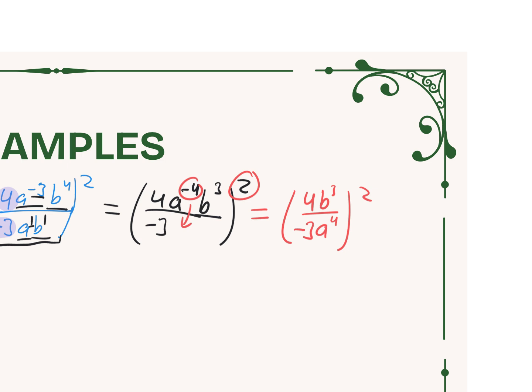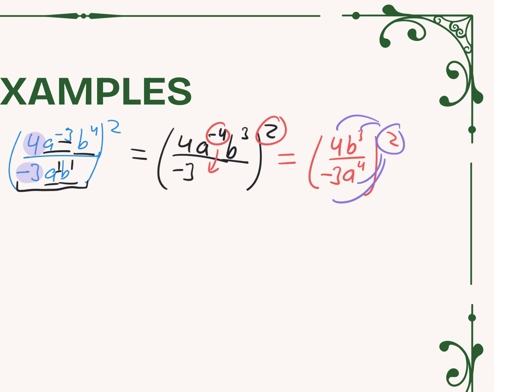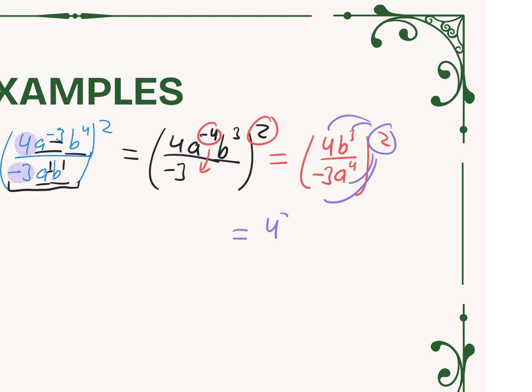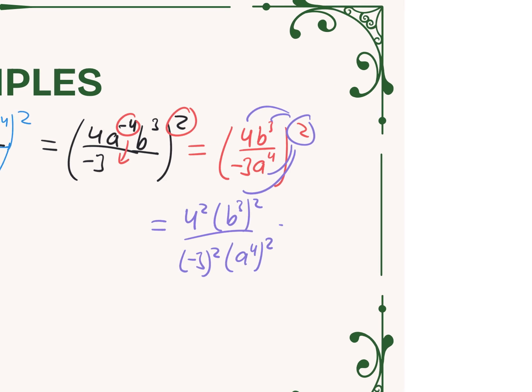And now I have less things in the base, so now it's a little bit easier to go ahead and distribute that 2 to every factor on the top and every factor on the bottom. All right, so this is going to be 4 to the second power, b to the third to the second power, negative 3 to the second power, and then a to the fourth to the second power. And then now you can just simplify this, and once you're done with this, then you get your final answer.